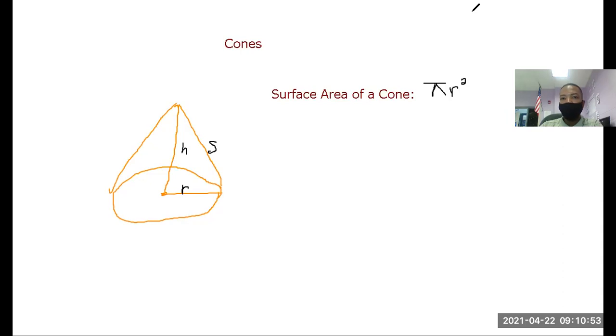So whenever we are solving that, we do pi r s plus pi r squared. So we're finding the surface area of what the cone is, and then we're finding the surface area, the area of that circle, and then we're adding both. All right, so with that said, I'm going to give you a question.